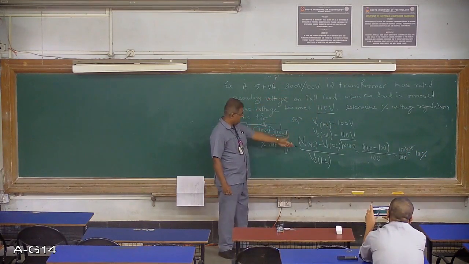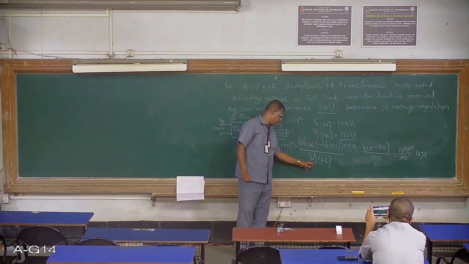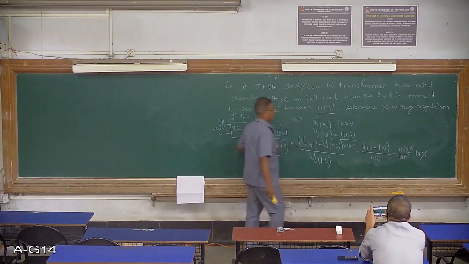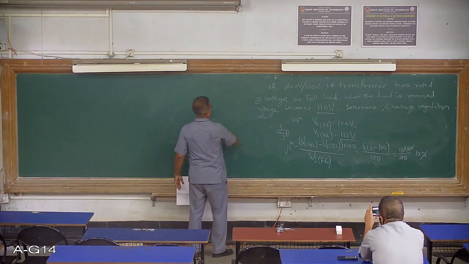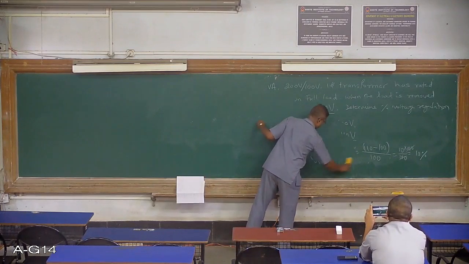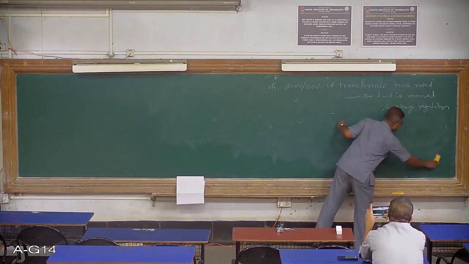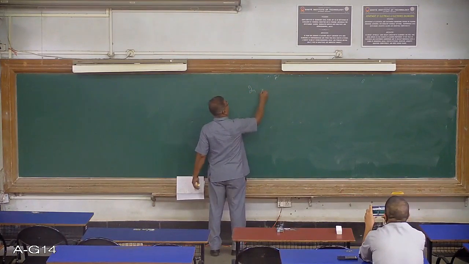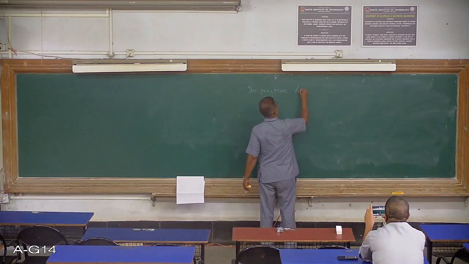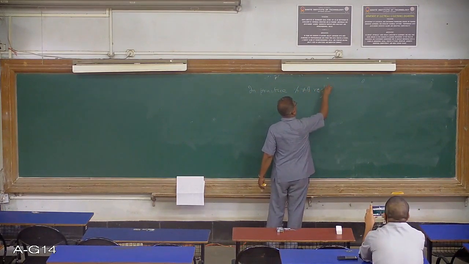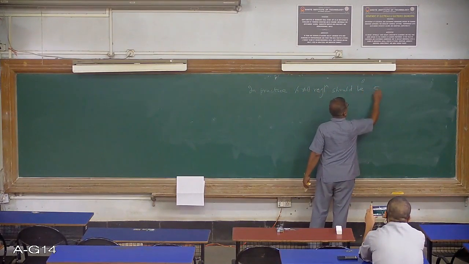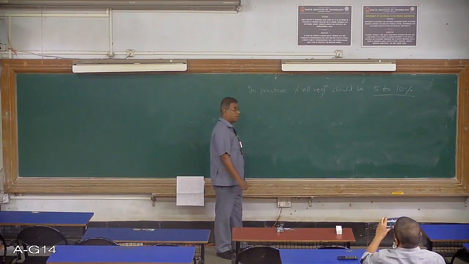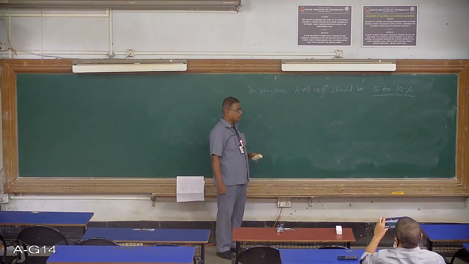So in this problem, this formula is to be used. Even if you write VSNL in the denominator and calculate, you will get the credit. But in practice, this we have to note and follow. In practice, the voltage regulation should be between 5 to 10% only. If there is a transformer with some 30% voltage regulation, it is not a good transformer.